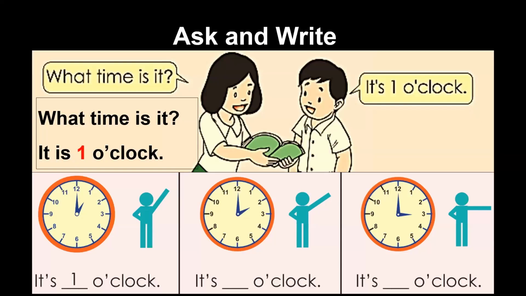Now we're going to ask and write. What time is it? It's 1 o'clock. Look at the first picture. What time is it? It's 1 o'clock. Very good. Then look at the second picture now. What time is it? Short hand shows 2 and long hand shows 12. It's 2 o'clock. What time is it? It's 3 o'clock. Perfect. So you're going to write these in your exercise book.